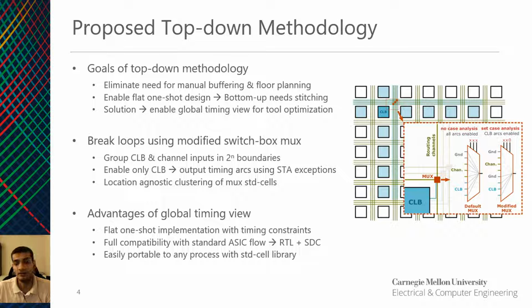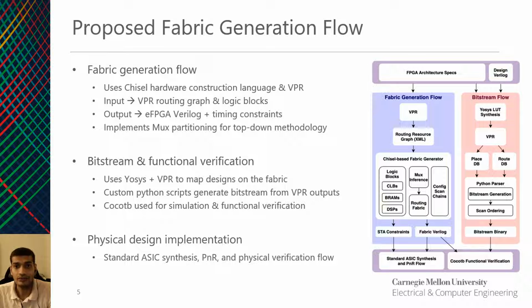We developed a fabric generator to implement the top-down methodology in silicon. Our fabric generation flow is based on Chisel hardware construction language from Berkeley and the VPR tool from University of Toronto. The input to the fabric generator is the VPR routing resource graph, which contains information about the routing resources and logic blocks present in the FPGA fabric.